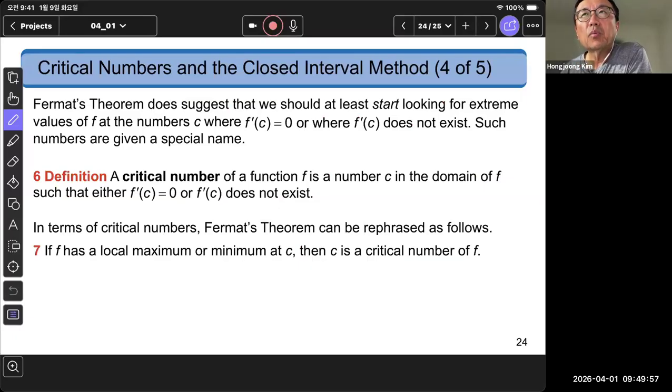Now, one more definition. We say c is a critical number of a function if, so there is an either-or statement. Either f prime of c equals 0. So that means the tangent line exists and it is horizontal. So f prime of c equals 0 means the tangent line first of all exists and then is horizontal.